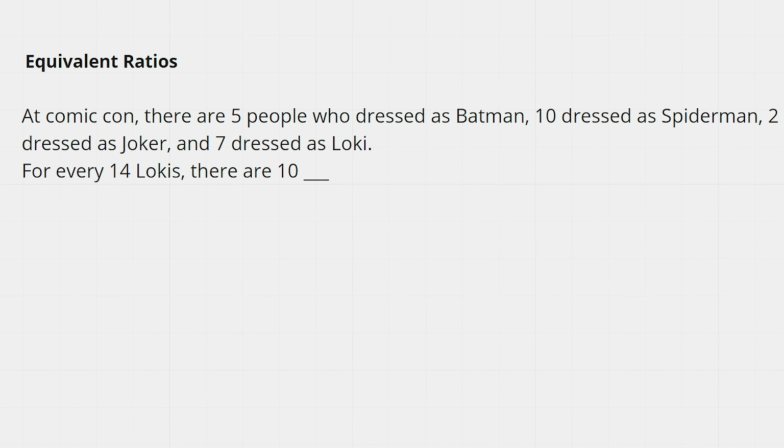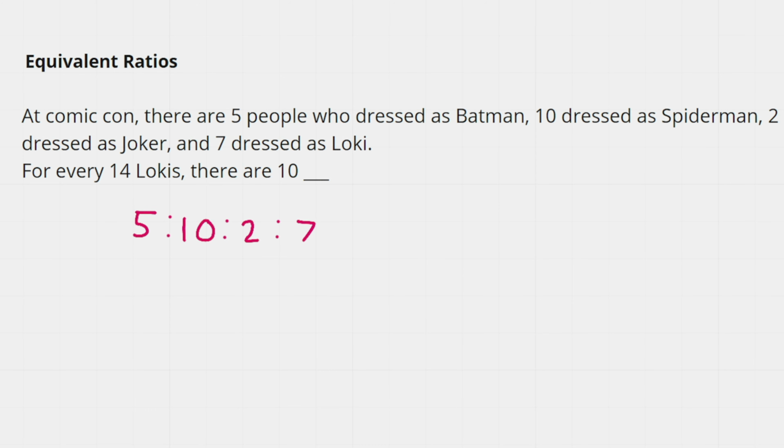Let's take a look at the last word problem for today's video. At Comic-Con, there are 5 people who dressed as Batman, 10 dressed as Spider-Man, 2 dressed as Joker, and 7 dressed as Loki. For every 14 Lokis, there are 10 what? In this problem, you would be finding the equivalent ratio of the characters. Start out by writing the number of people dressed as Batman, so 5. 10 people dressed as Spider-Man, so 10. 2 dressed as Joker, so 2. And then 7 dressed as Loki, so 7.